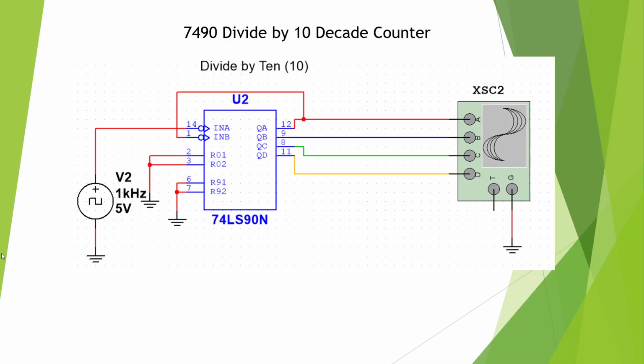Here's a divide by 10 as a 7490. So what we do is we put the input here, the clock, into A. That would be our divide by 2 counter. We're going to take our output of the divide by 2, QA at pin 12, and we're going to refeed it back into the clock B. So now we have 2 times 5, and we'll be getting a divide by 10 counter.